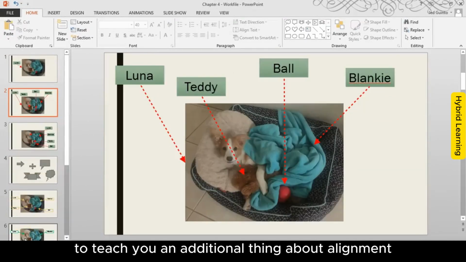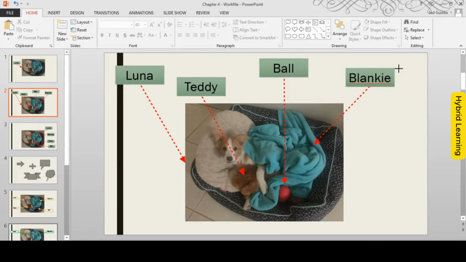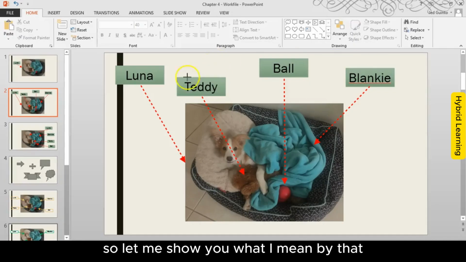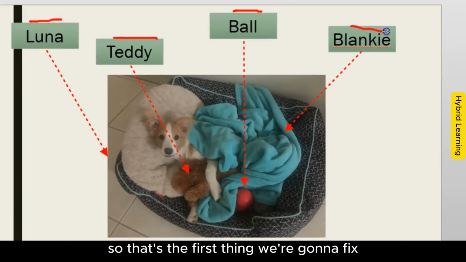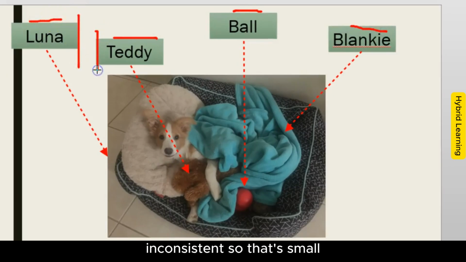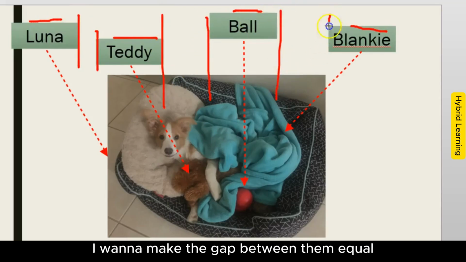I'm going to teach you an additional thing about alignment, which is very helpful when you have multiple objects and you want to align them. You want to distribute their alignment equally. So let me show you what I mean by that. As you can see from here, the tops of each of these is completely different, right? So that's the first thing we're going to fix. And also the gap in between them is also inconsistent. So that's small, that's large, and that's, I think, slightly larger. I want to make the gap between them equal.